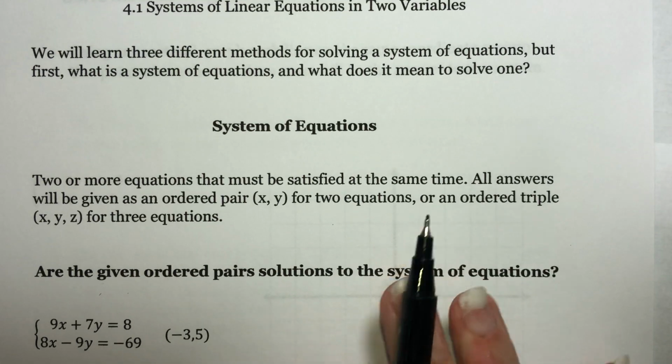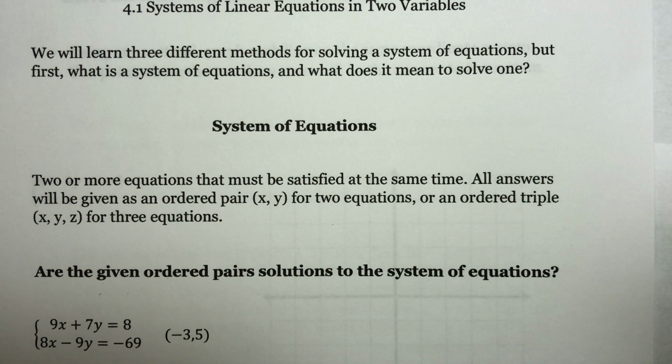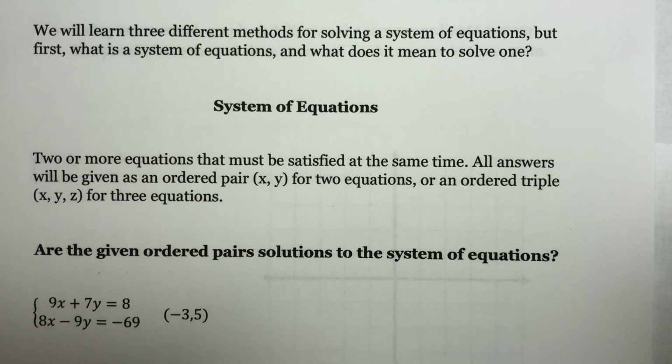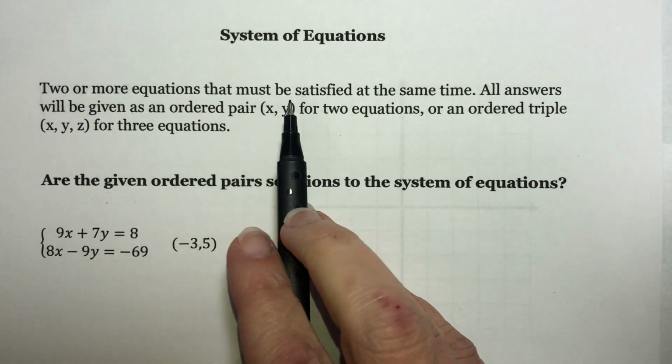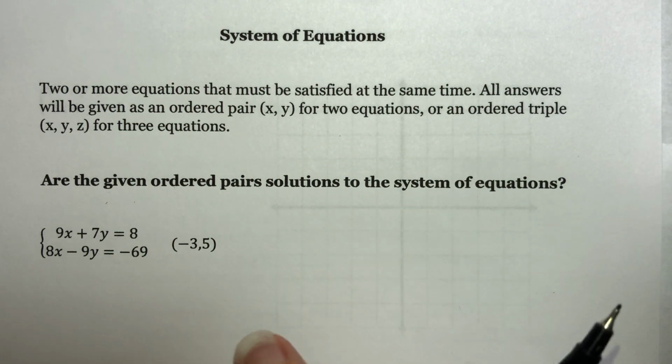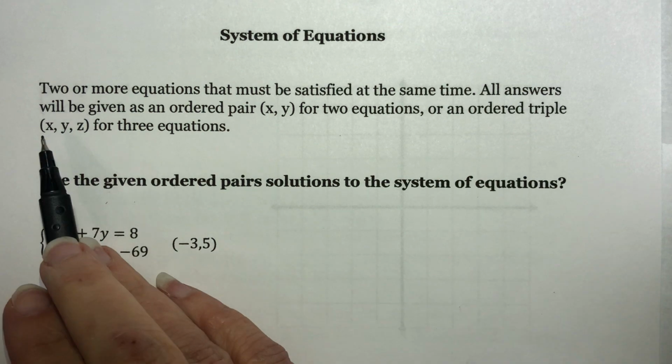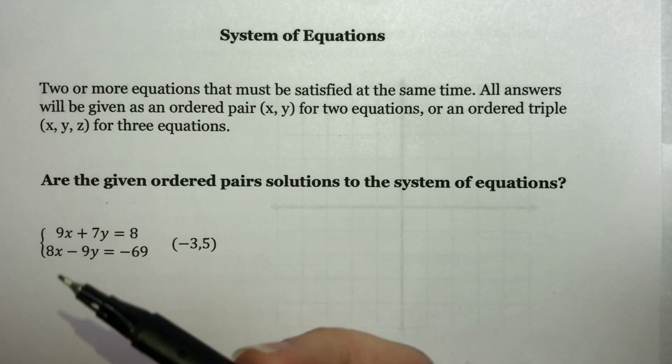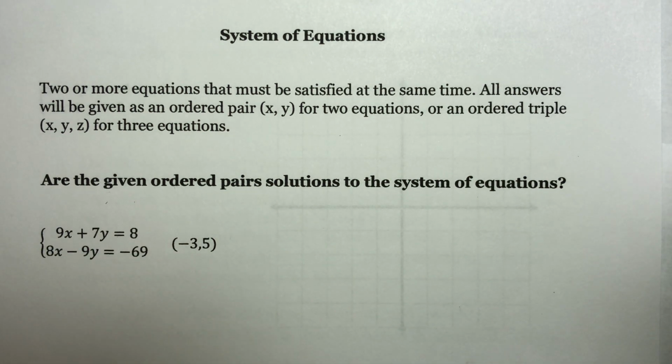Okay, we're going to learn three different methods for solving this. And they all have their own advantages and disadvantages. Two or more equations must be satisfied at the same time. In this section, we are dealing with two variables, x and y. In the next section, we're going to be dealing with three variables, x, y, and z. General rule of systems of equations is that however many variables you have, that's how many equations you're going to need in order to get it solved.